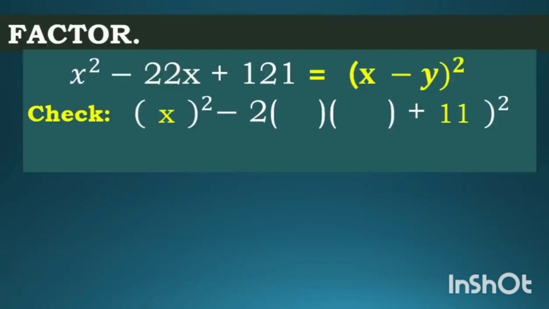Okay? So therefore, let us now check the middle term if it's twice the product of your first and last term. So we will multiply x and 11 times 2. So 2x times 11, that is 22x. And that satisfies our middle term. So therefore, we can now proceed to the factored form.